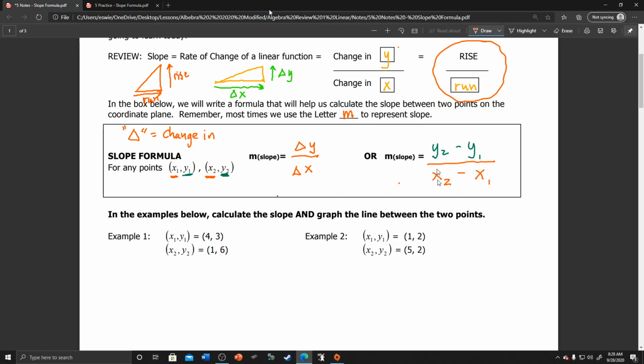A lot of times these subscripts are confusing to people, but we just want to remember that all it's saying is that this is 1 point. So the first point will have the subscript 1 on both the x and y value. And the second point gets the subscript 2, just so we can keep track of them for this general formula. Once we get an example, it's going to be pretty easy.